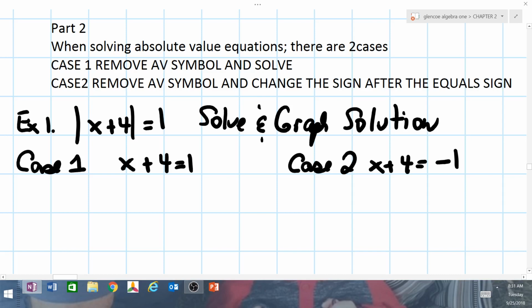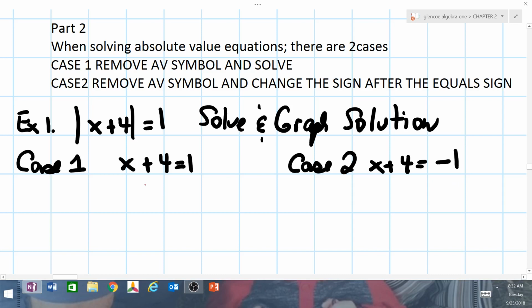The directions on these tonight will say solve and graph the solution. So look up here and remember what I have right up there for you. There are 2 cases. Case 1, remove the absolute value symbol and rewrite the equation. So case 1 would be solve x plus 4 equals 1. Case 2, remove the absolute value symbol and change the sign of the number after the equal sign. Since the 1 was positive, case 2 would be x plus 4 equals negative 1.